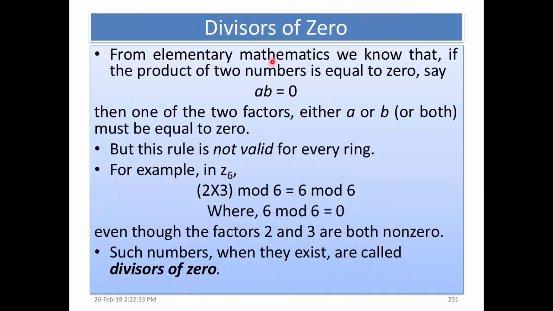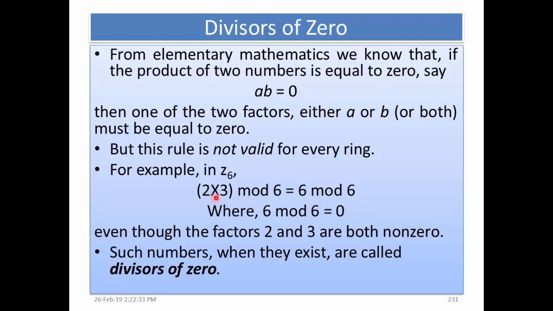In elementary mathematics, we know that if the product of two numbers is equal to 0, say AB is equal to 0, then one of the two factors, either A or B, must be equal to 0. If none of them is 0, then we cannot have AB equal to 0 in elementary mathematics. But this is not true in a ring. You can get 0 without having any factor equal to 0.